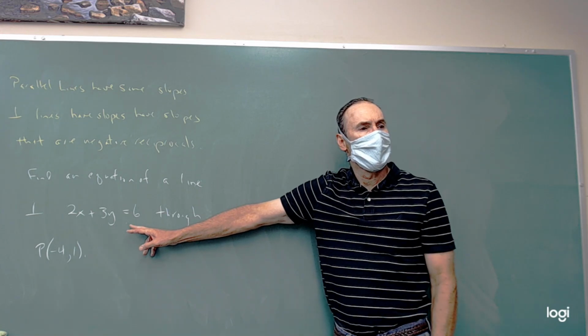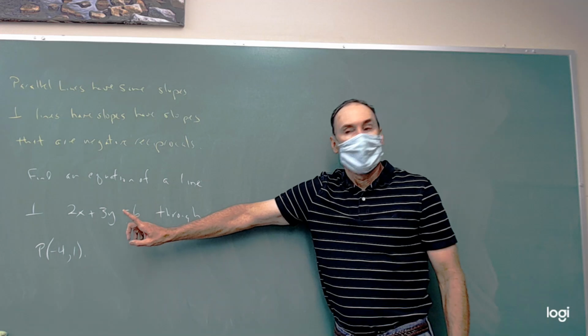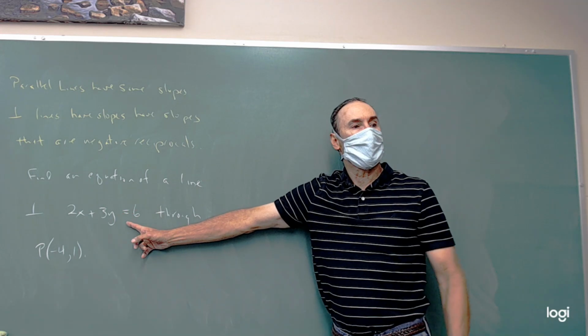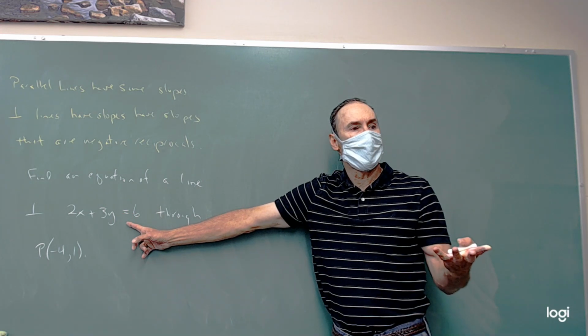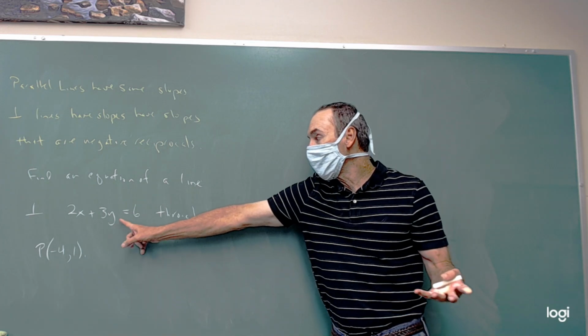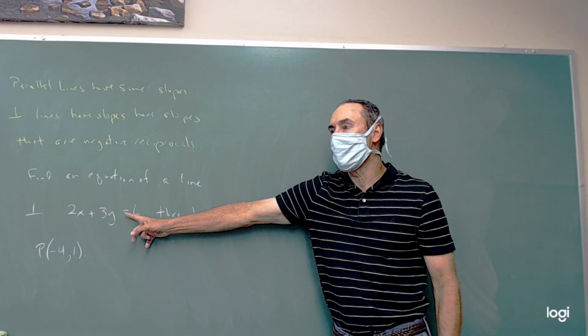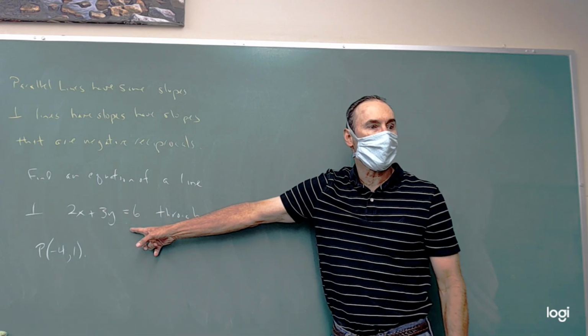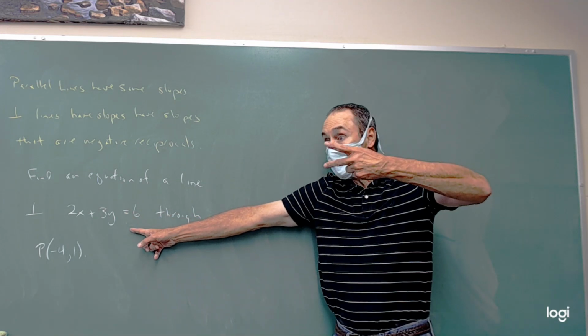Colby? Would you put it in slope-intercept form? So first put this in slope-intercept form, and then where are we going to go from there? So point-slope form, because you have a point. Okay, so we got a point and point-slope form. What about the slope of this line compared to the slope of the line that's perpendicular? Yeah, that's going to be the negative reciprocal.